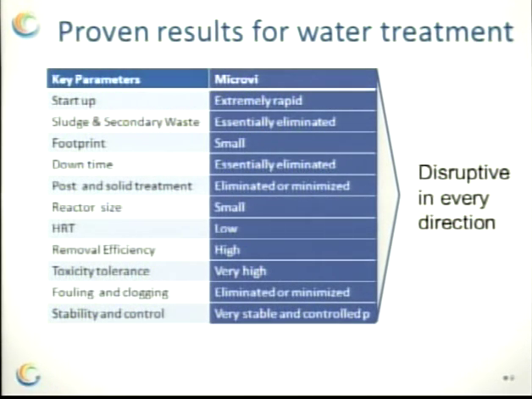Some of the results, we're a younger company, but I'll walk through some of the studies that we've done so far. The startup time is extremely rapid. Just to give an example, for nitrate, what we do is we identify a handful of organisms in nature that are known to denitrify. Then we take these organisms and mass produce them in a fermentation type vessel at large scale.